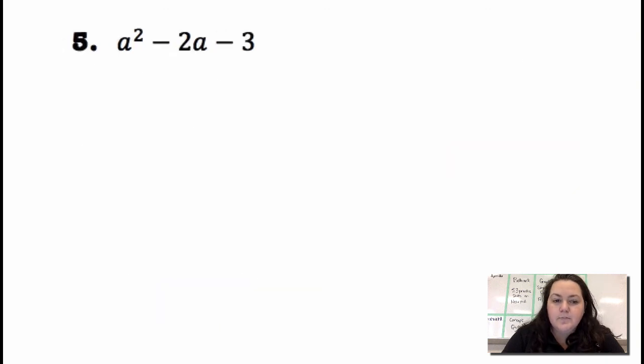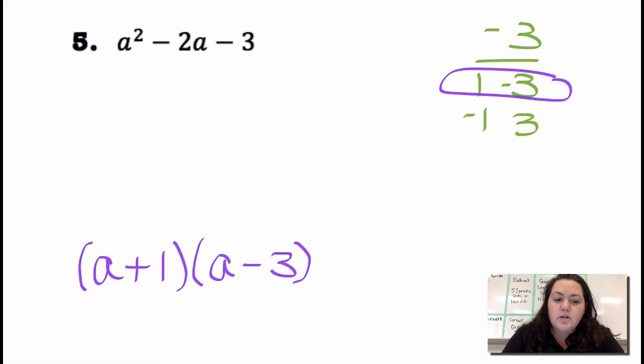All right, next problem. First term times the last term, we get negative 3. I'm looking for numbers that multiply to give me negative 3 but add to give me negative 2. So I can have negative 1 and positive 3, or I can have positive 1 and negative 3. So positive 1 and negative 3 is going to give me negative 2. So my factors are going to be a plus 1 and a minus 3.